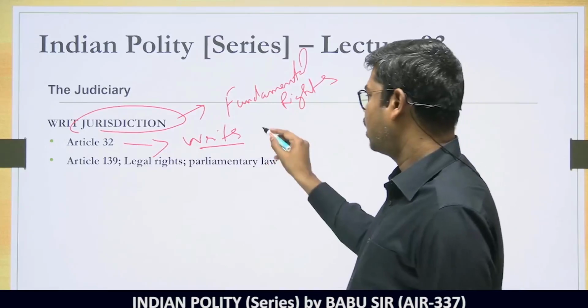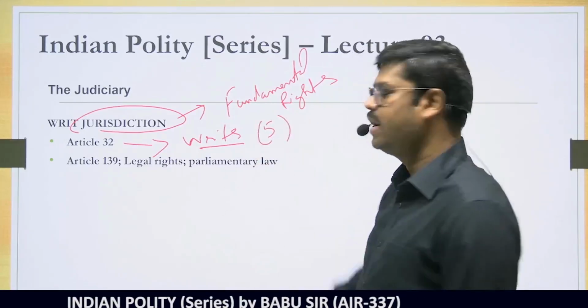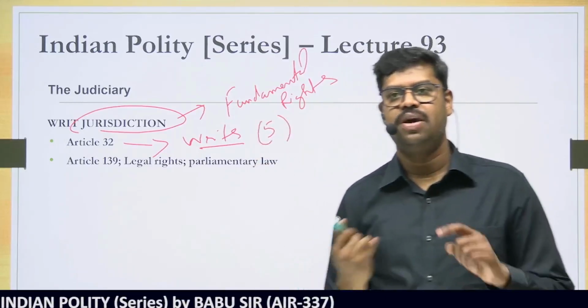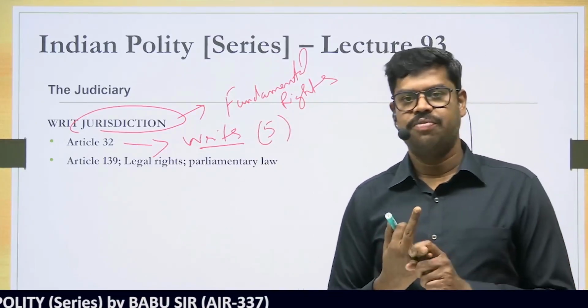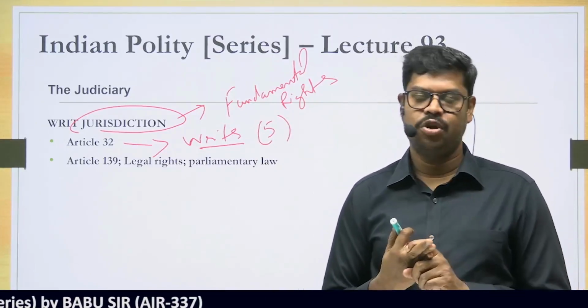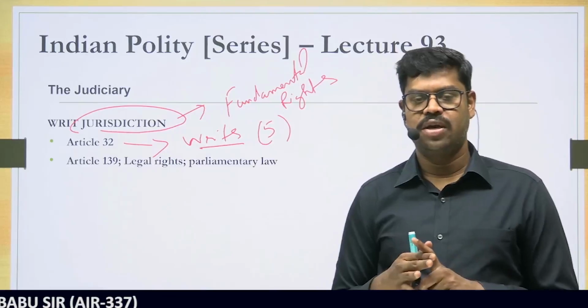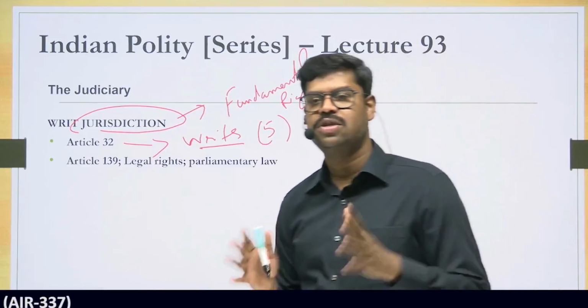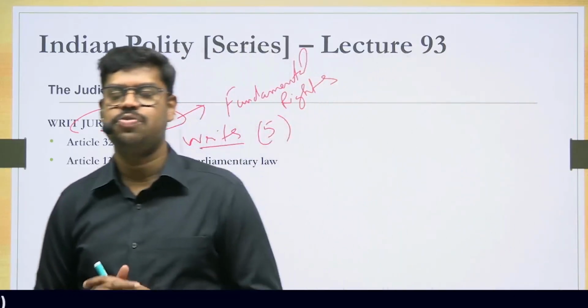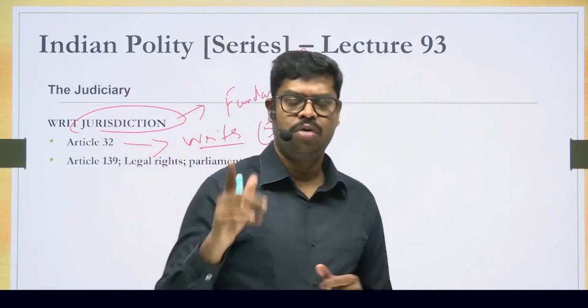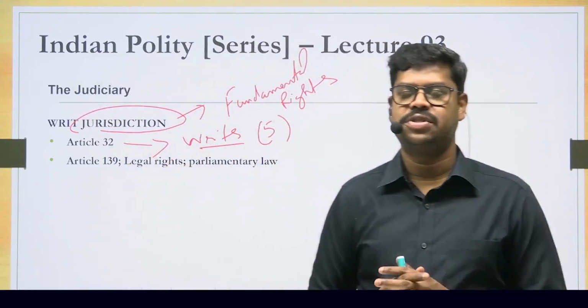And we know that under Article 32, the Supreme Court can issue 5 types of writs. That is writ of habeas corpus, writ of mandamus, writ of prohibition, writ of certiorari, and the writ of quo warranto. So these are the 5 types of writs that can be issued by the Supreme Court. And we have already elaborately discussed all these 5 types of writs.